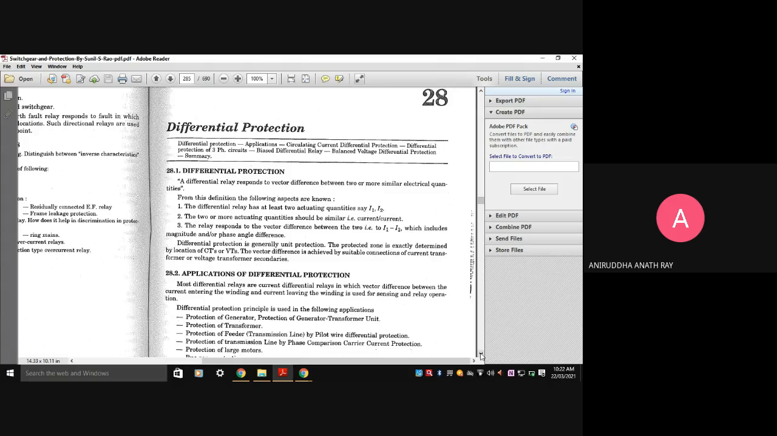The differential relay has at least two actuating quantities, say I1 and I2. Two or more, I repeat. The two or more actuating quantities should be similar, that is, current and current. Again, the relay responds to the vector difference between the two, that is I1 and I2, which includes the magnitude or the phase angle difference.